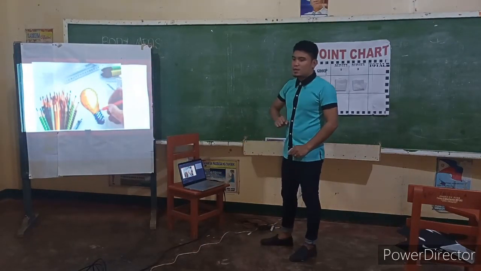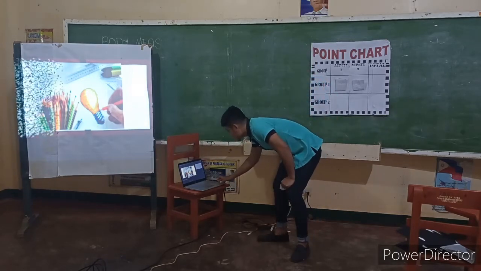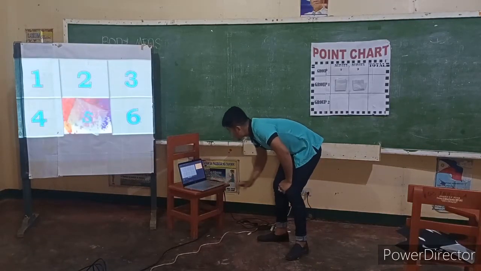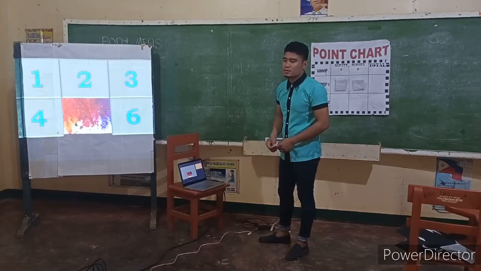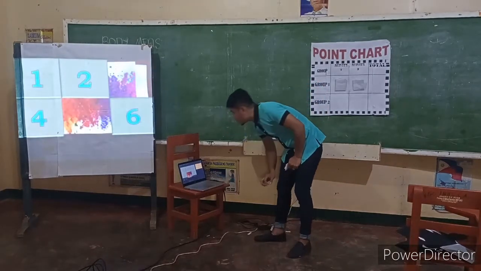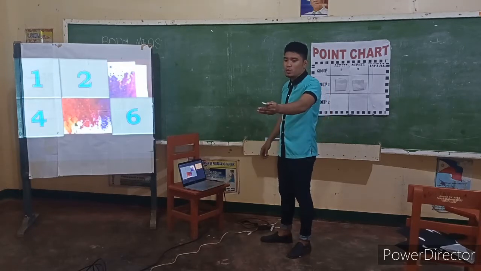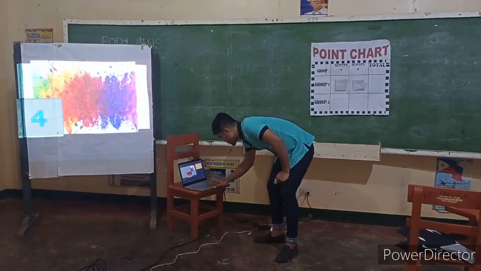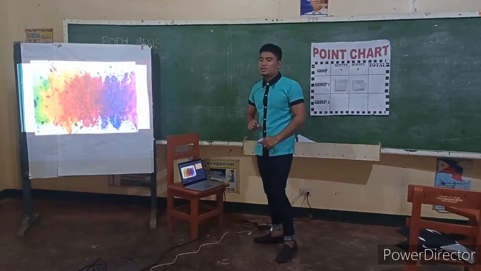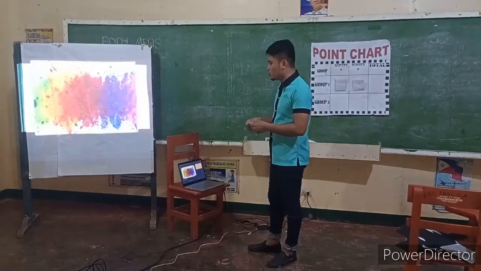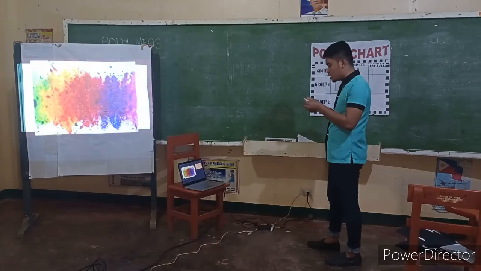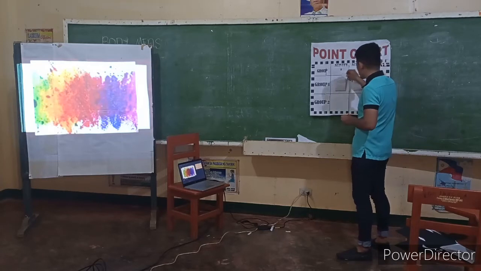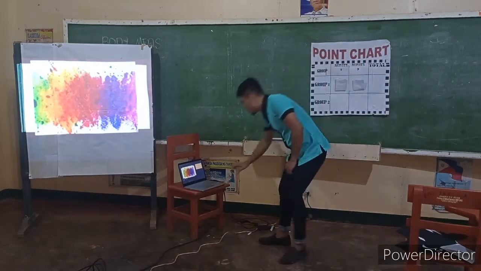So let's do another one. How about this one? Okay, can you guess? Anyone? Another one. Yes, group 2. Okay, very good. Group 2 got the correct answer. This picture is a bunch of colors. Okay, very good. So, this time I'm going to give you points. 10 points for group 2 and 10 points for group 1. Okay? So, another one.